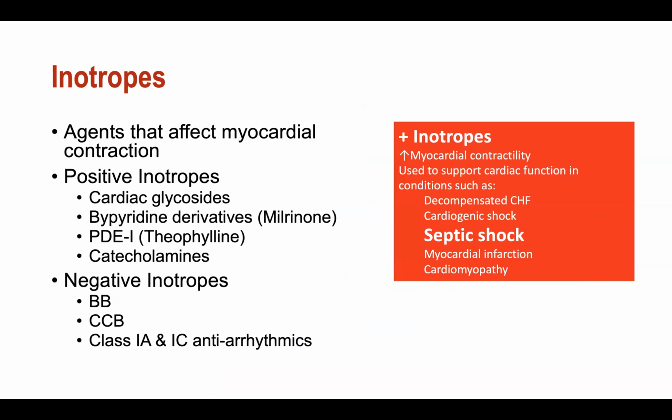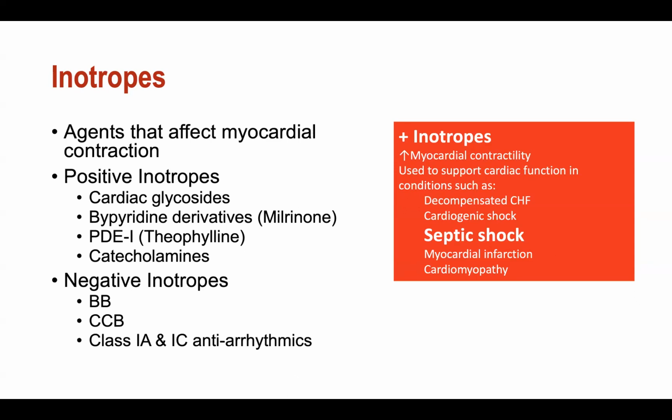So again, positive inotropes are going to support myocardial contractility. And these are the primary inotropes that we use, okay? Hydropyridine, PDE, and actually the bipyridine derivatives, Milrinone, come under PDE. That's what we refer to them as. So theophylline is not something we use anymore. That's old. Milrinone comes under PDE. So cardiac glycosides like DIG, PDE like Milrinone, catecholamines.